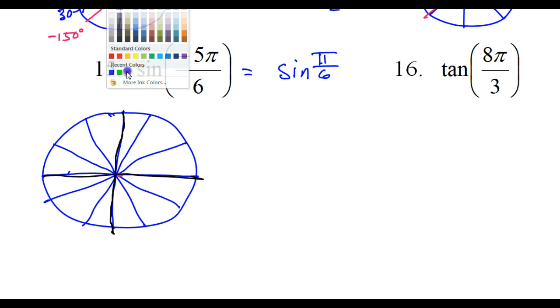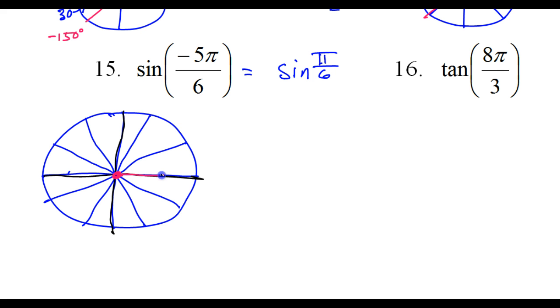Okay, so my angle starting from the positive x axis. Now I'm going negative 5 pi over 6. That means clockwise. So that's negative 1, 2, 3, 4, 5. That's right there. Okay, this is in the third quadrant.